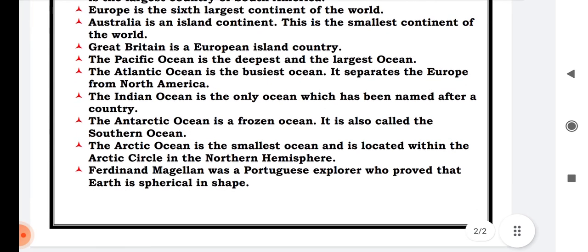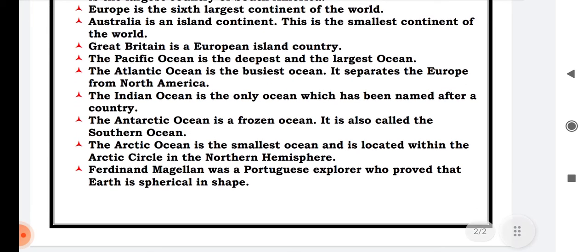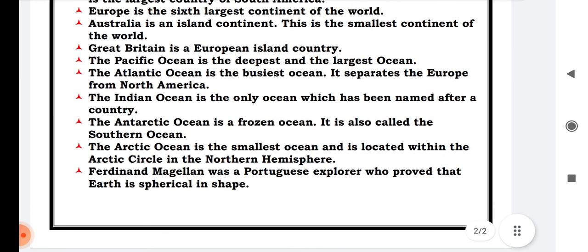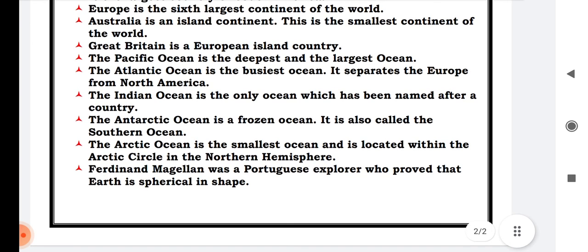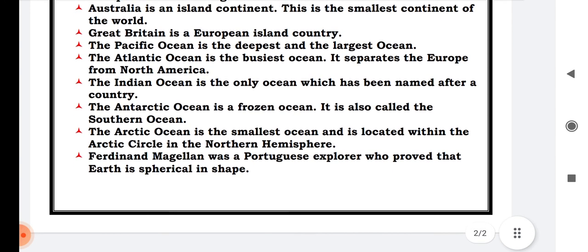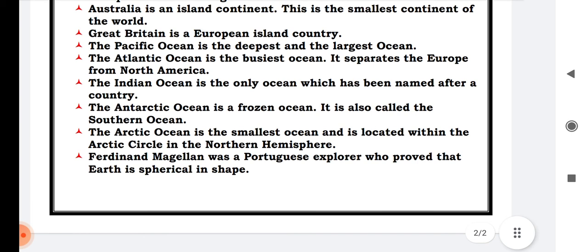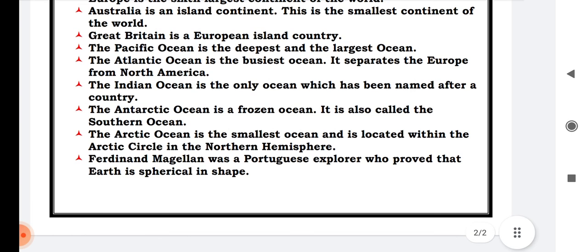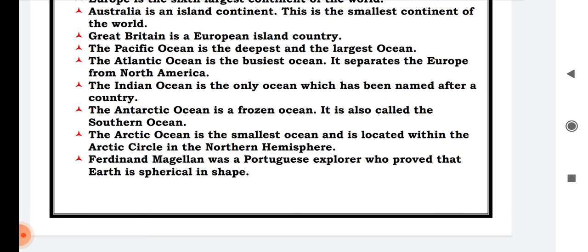Europe is the sixth largest continent of the world. What about Australia? Australia is an island continent. This is the smallest continent of the world. Australia is a continent as well as a country too. Great Britain is a European island country.